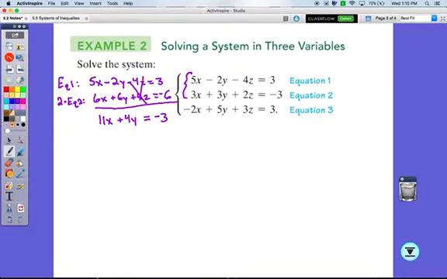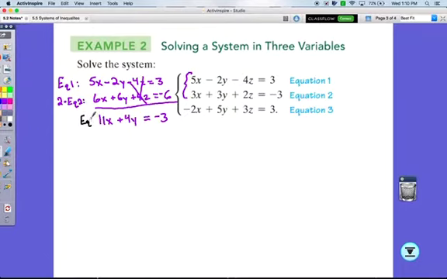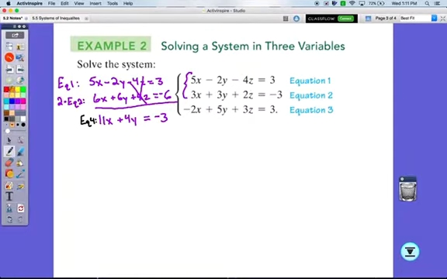So I'll call this equation 4. I paired up equation 1 and equation 2, and I got rid of the z. Now I need to get another pair. So I'm going to pair up equation 2 and equation 3. Equation 3 has got to be in there, because that's the one I have not used.